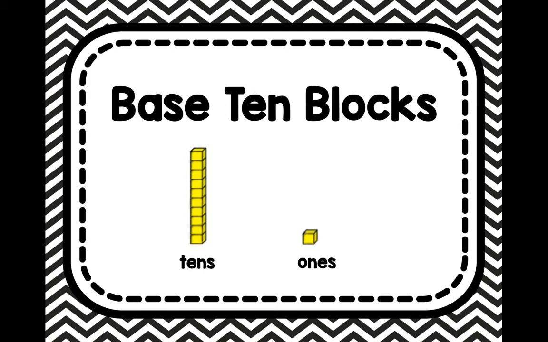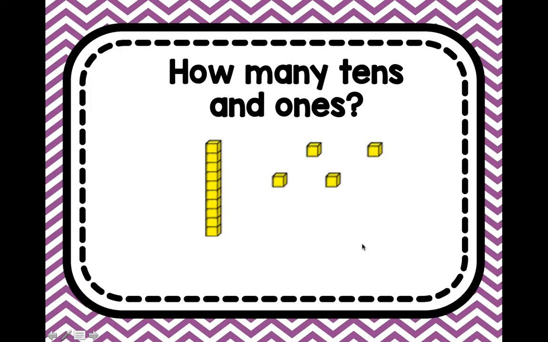Base 10 blocks. We've practiced this a couple times, right? So we know that this is how many? 10, and this is how many? 1, right? We call these tens and we call these ones because we know that this is always 10 and this is always 1. Today I'm going to show you some tens and ones, and it says how many tens and ones. So I don't want to know what the number is altogether, how much it makes, but I want to know how many tens and how many ones.